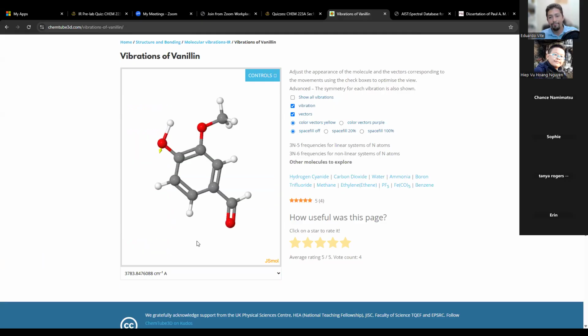Look at that. Make sure you look at this, because this is interesting, right? We have an entire molecule of vanillin, but only the OH is vibrating. You see that? Now think about it. O and H, it's a very polar bond. C and O is a polar bond, but carbon weighs 12 and oxygen weighs 16.